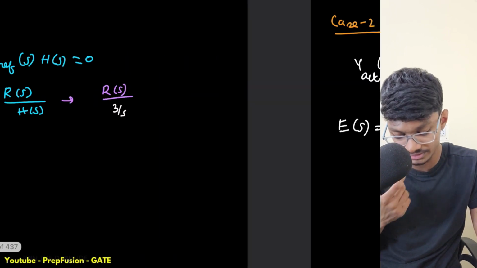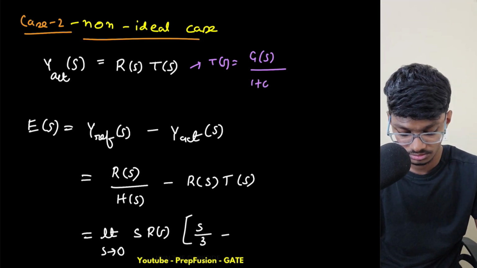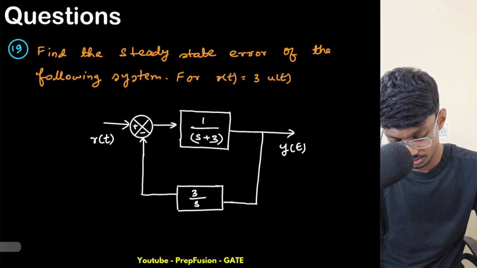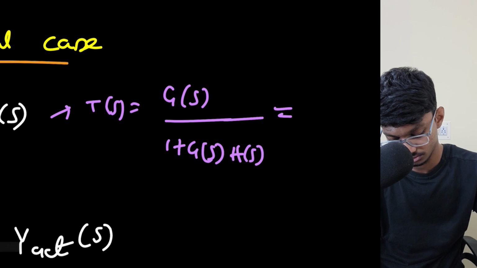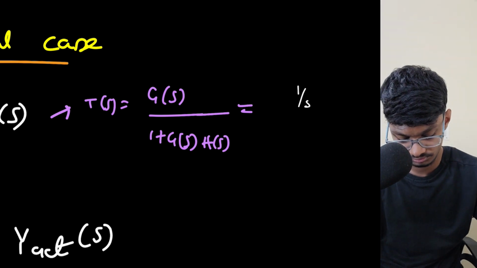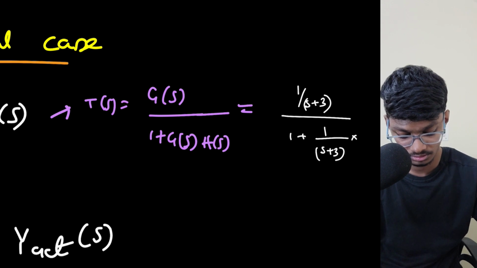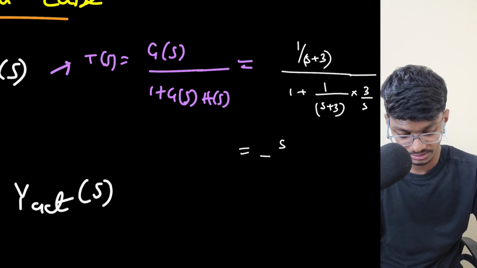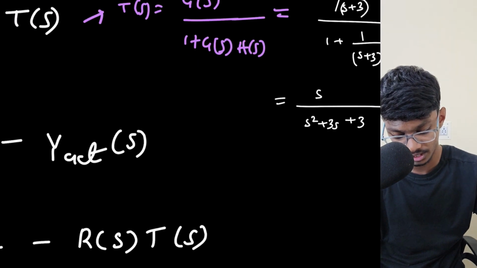What is T of s? So let us find the T of s. T of s will be G of s upon 1 plus G of s into H of s. So it is 1 by s plus 3, I will write this here in small, as I don't have enough space. One plus 1 by s plus 3 into 3 over s. So I will multiply s into s plus 3 on both numerator and denominator. This will be s divided by s square plus 3s plus 3. So this is what my transfer function is.